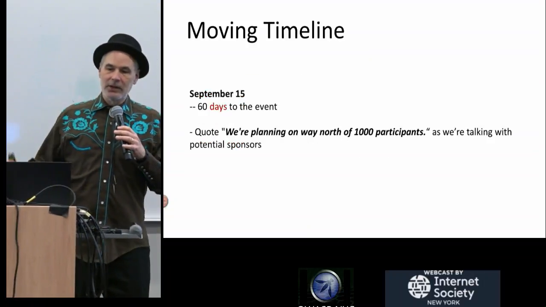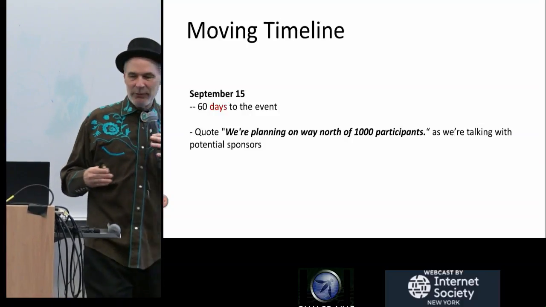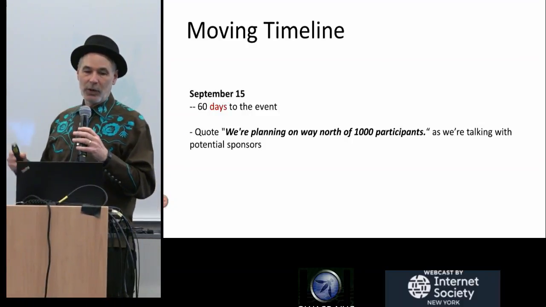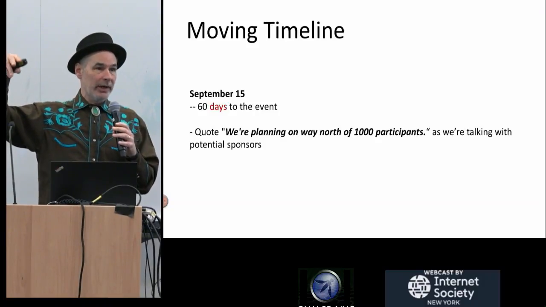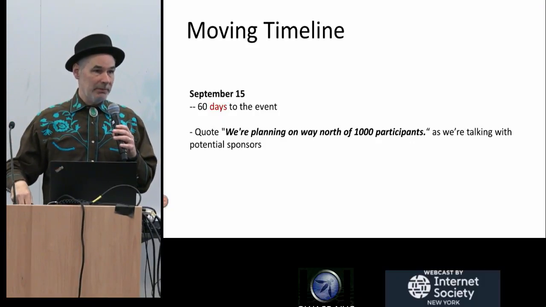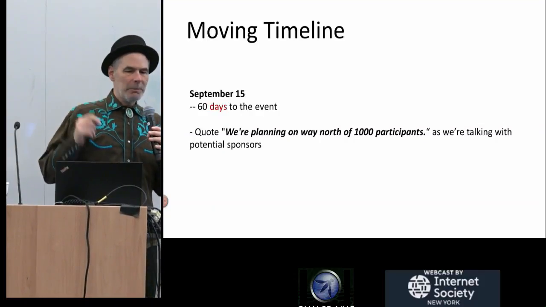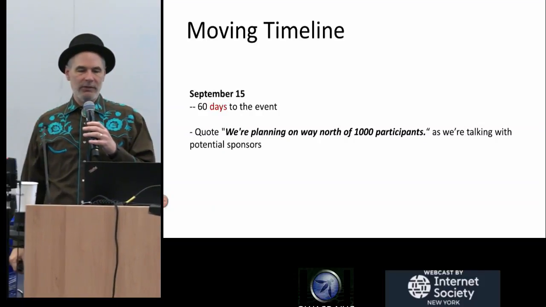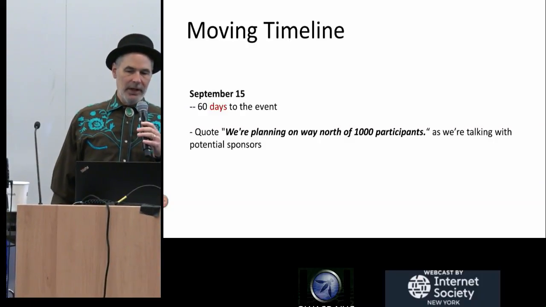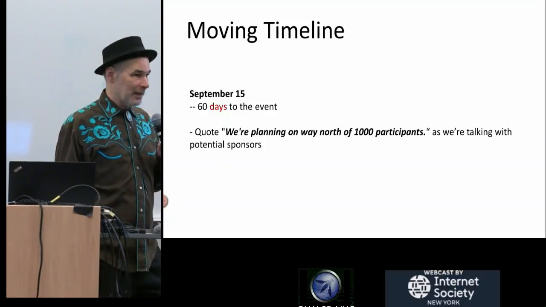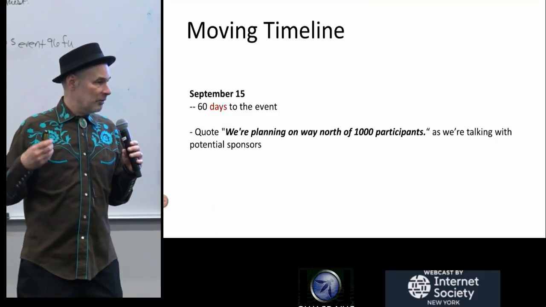Now, moving the timeline ahead, we got September 15th. Now we're 60 days out from the event. And I've got a quote here directly. I'm taking all this stuff directly from Slack, by the way. We were running a Slack channel for our management team. And I saw this quote and I started laughing. It says, because I told the team, we're planning on way north of 1,000 participants. Way north of 1,000 participants, as we're talking about potential sponsors. And that means that we were really expecting 12 to 1,500.